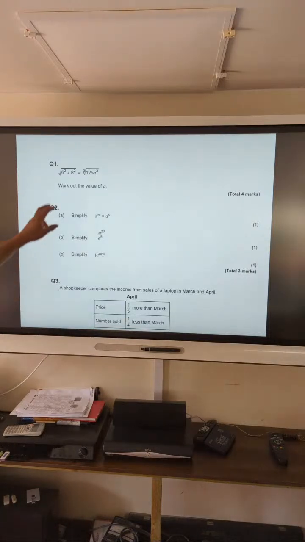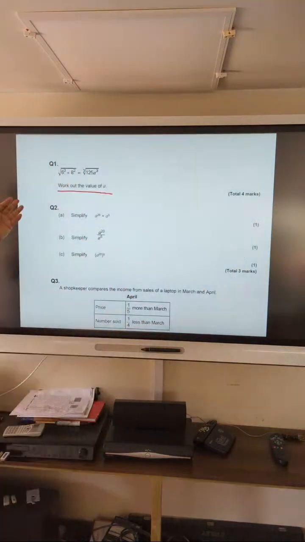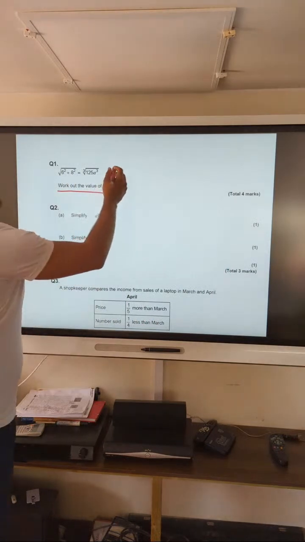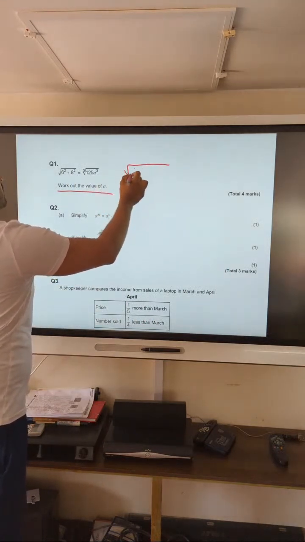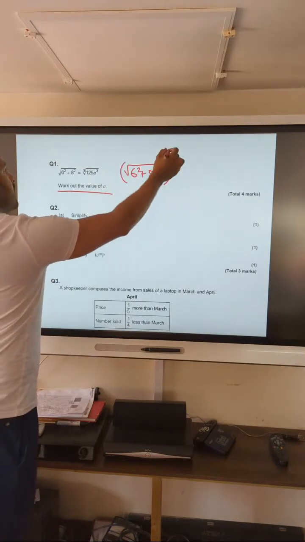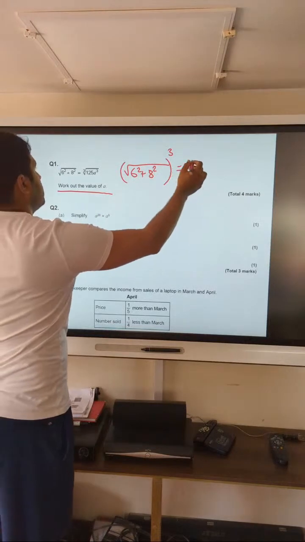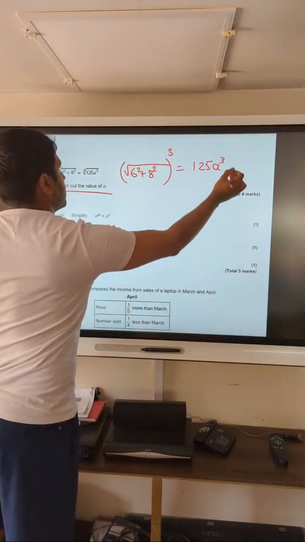Say, work out the value of a when you've been given an equation that looks something like that. It looks really scary. It's a 4 mark question. Get rid of the cube root: you need to cube both sides. If I cube both sides, I would get the square root of 6 squared plus 8 squared, and I'm cubing that, and that will leave me with 125 a cubed.